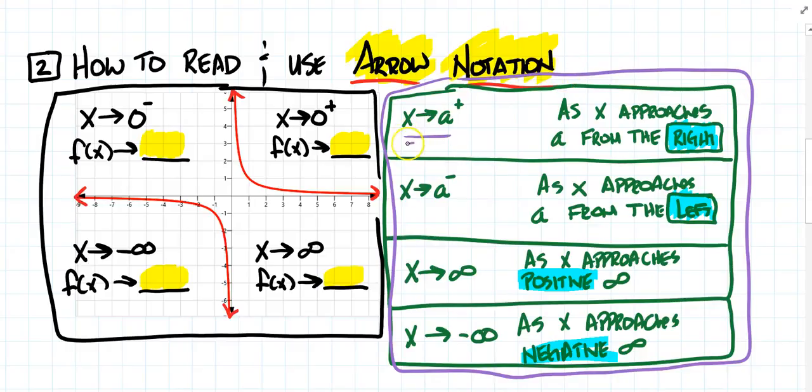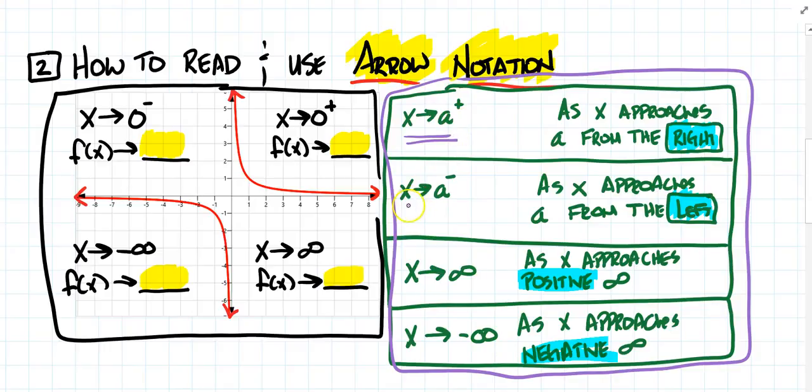What I really want you guys to understand is how to look at this and read this. This says x, and then there's a little arrow to the right, and then there is an a, and then there's a little tiny positive sign up top there. The way that we read this is as follows: x approaches a from the right. So as x approaches the number a, whatever it happens to be, the positive sign means from the right.